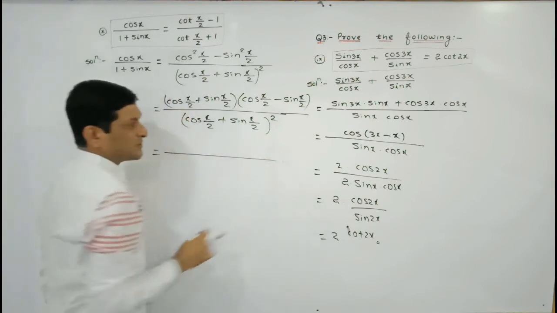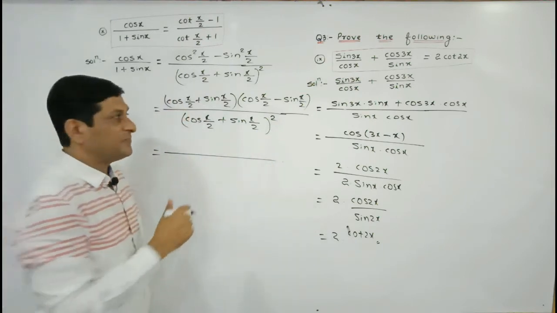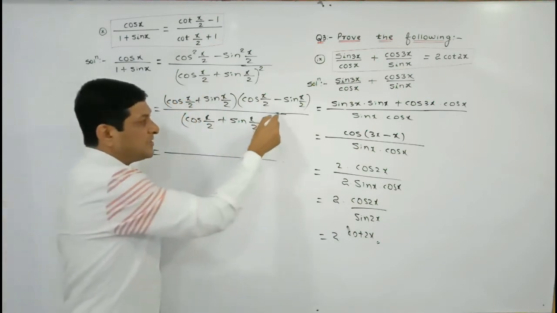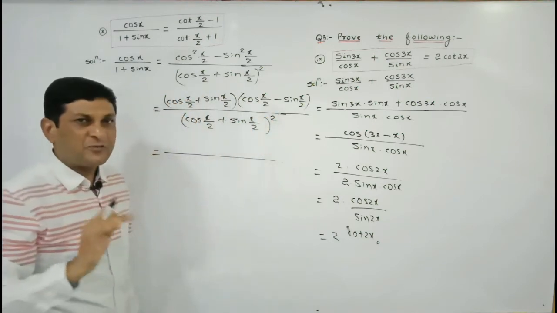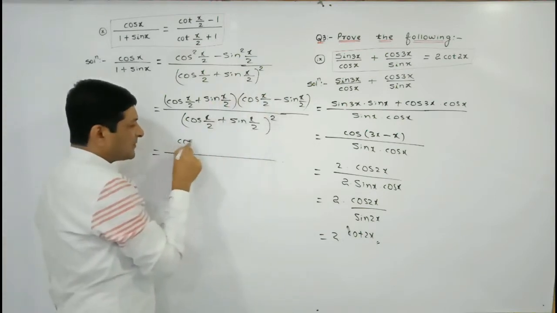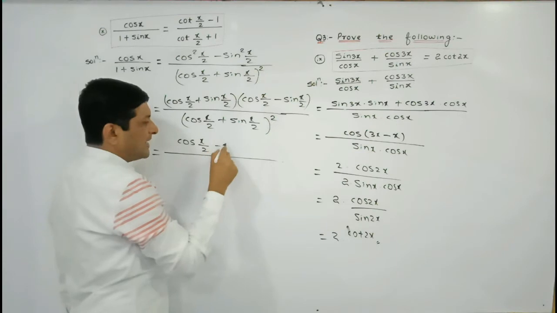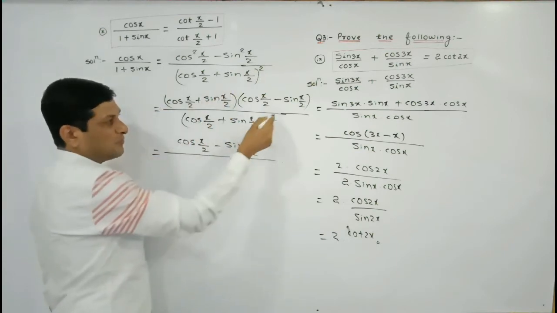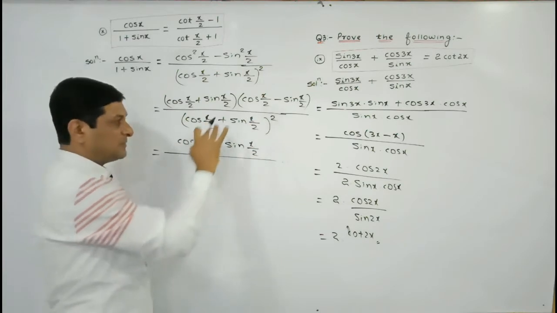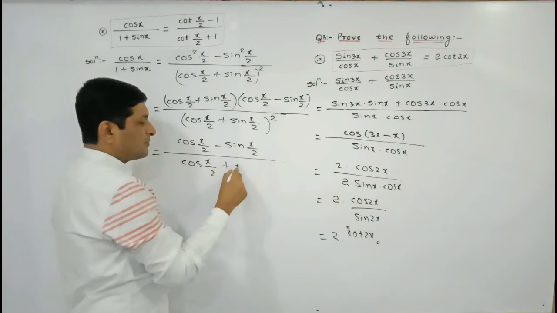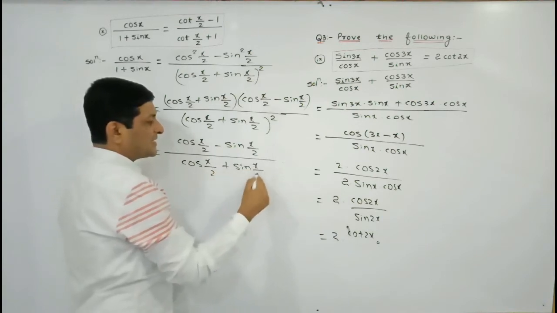So which is equal to, now observe this very carefully. Here cos x by 2 plus sin x by 2, and one term of cos x by 2 plus sin x by 2 from the denominator will get cancelled. So the remaining term in the numerator is cos x by 2 minus sin x by 2. And one term from this square will get cancelled, so the remaining term in the denominator is cos x by 2 plus sin x by 2.